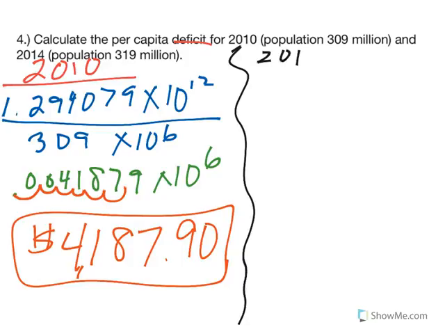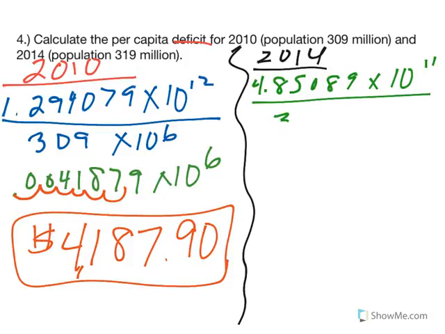So now in 2014, we already calculated the deficit. That was back from problem number 1 that we did. But we found the deficit to be 4.85089 times 10 to the 11th. And I went ahead and put that in scientific notation for you. And the population here is 319 times 10 to the 6th. So you can see how we have a smaller deficit in 2014 and we have a lot more people. And that should result in a lower per capita deficit.